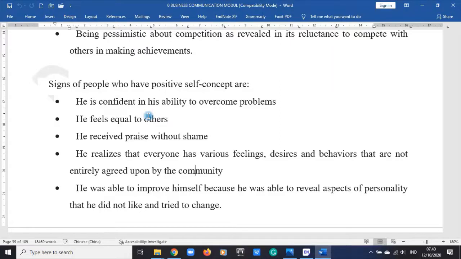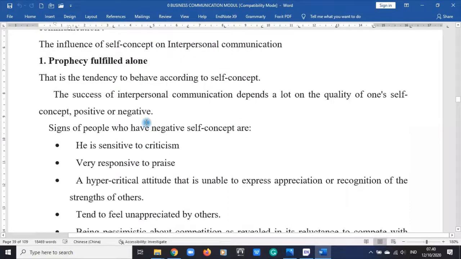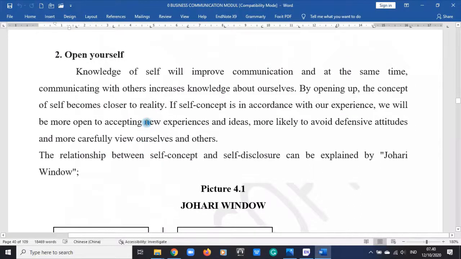Those are signs of people that have a positive self-concept. We know our weaknesses, we know our strength. That's why we need to change anything bad into something good. All right, that's how people react related to self-concept.